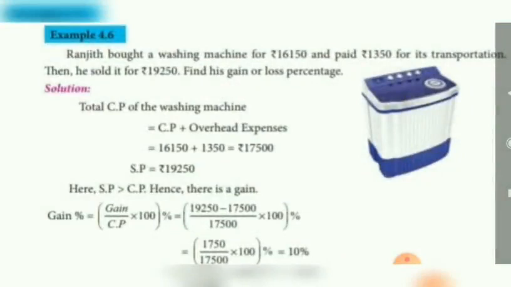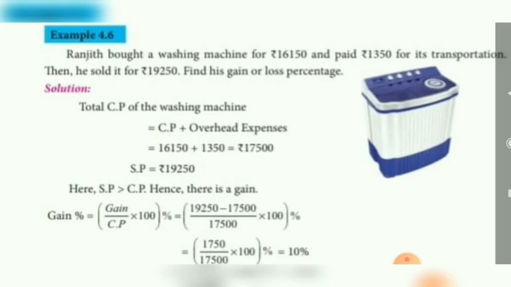Ranjit bought a washing machine for rupees 16,150 and paid rupees 1,350 for transportation. Then he sold it for 19,000. Find the gain or loss percentage. What is the cost price? 16,150 plus overhead expenses 1,350, so add the values: 17,500. The selling price is 19,000. So the selling price is greater than the cost price, so there is a profit. We have to calculate the profit percentage.